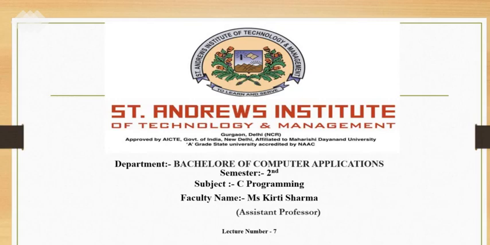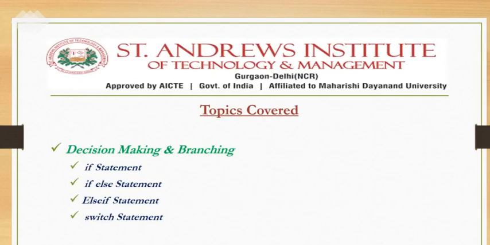Today in this lecture series, we will discuss decision making and branching statements. In this topic, we have to cover the different types of statements, on the basis of which we branch the program and reach some conclusion. First the if statement, then the if else statement, else if ladder, and last the switch statement. There are four types of statements that we will study under branching statements.